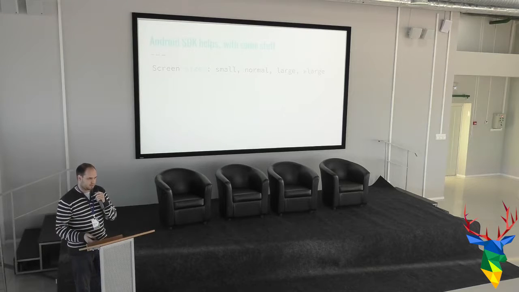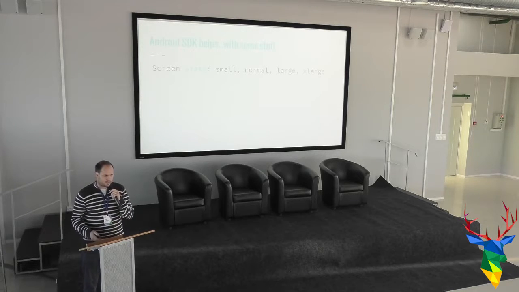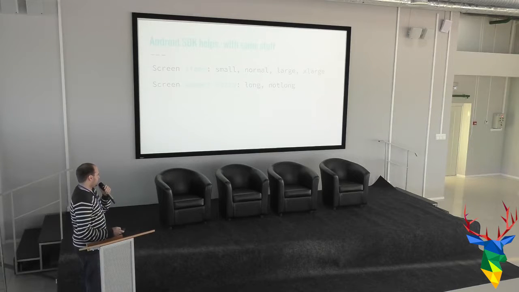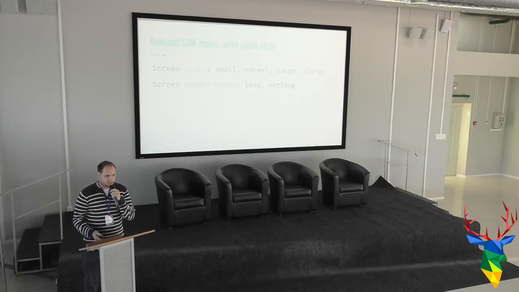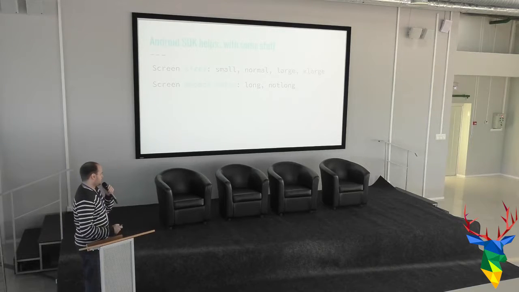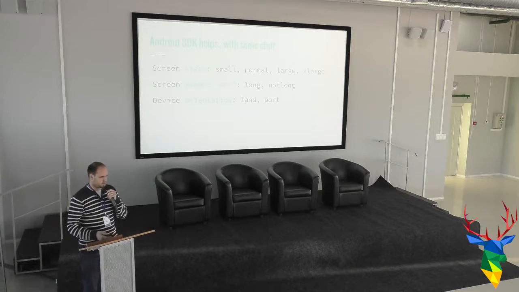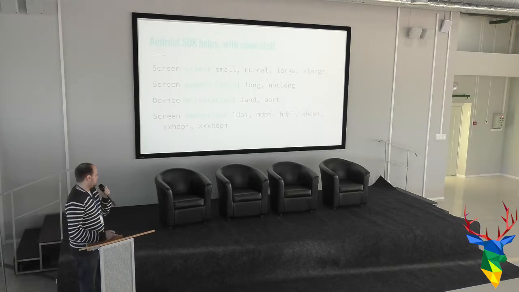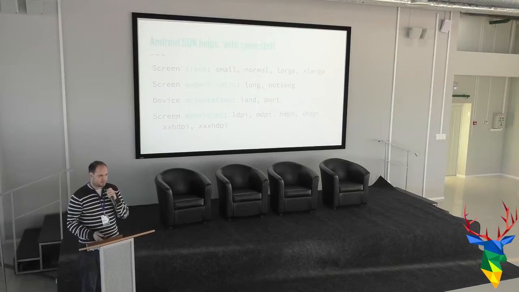And so what Android SDK helps with is screen sizes. So this was introduced in the early days of Android, and we don't use it that much, but it's there. Next, we use long and not long somewhere, not always. Also, Android helps with device orientation, obviously landscape and portrait. Android also helps with densities, so we use this for icons.